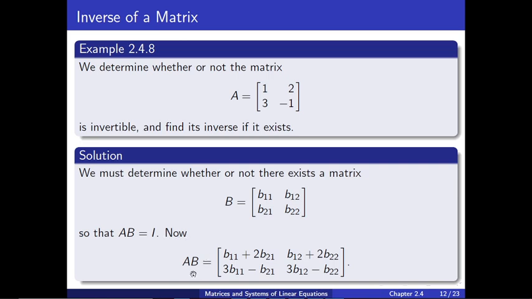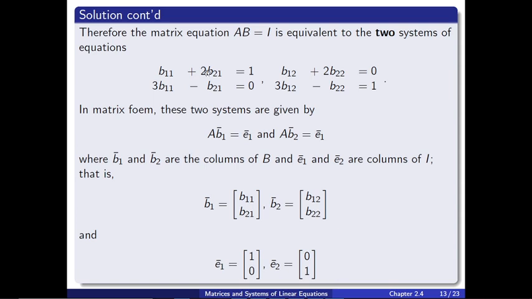Now, if we do the matrix multiplication of A and B in that order, we will get B11 plus 2B21, B12 plus 2B22, 3B11 minus B21, and then 3B12 minus B22. Therefore the matrix equation AB equals I is equivalent to two systems of equations that are below here.